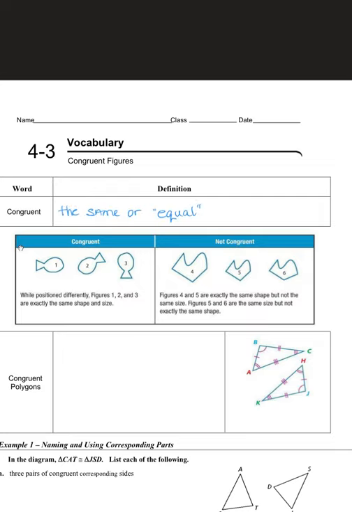So if I look at these two examples, the first example shows you three polygons that are identical. So when I look at figure 1, figure 2, and figure 3, they're exactly the same size, they're exactly the same shape. But when I look at the second grouping, we notice that 4 is really big and 5 is really small. So although they're the same shape, they're not the same size, which means they are not congruent. So when we talk about congruent polygons, we're saying that they're exactly the same size, exactly the same shape.